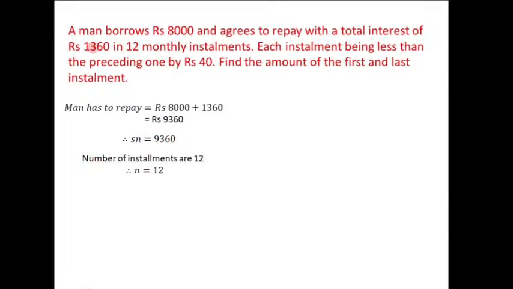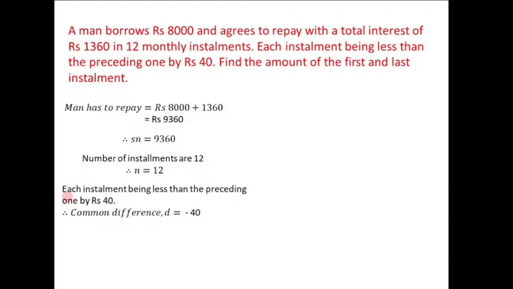Here he has to repay this amount in 12 monthly installments. That's why the number of terms in that AP would be 12. That means n is equal to 12. Now it is given that each installment is less than the preceding one by rupees 40. That's why this is the common difference. So common difference d is equal to minus 40.